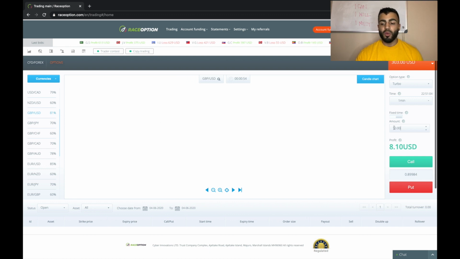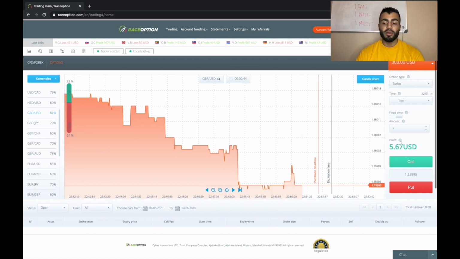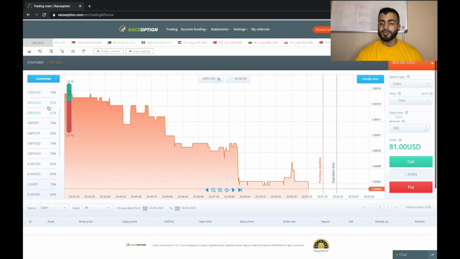So if I go over here to the right hand side of my trading terminal, right, I get to see that if I put in here $7, I make back 81% of whatever I put down. So $7 profit would be $5.67, right? If I put $70, right, my profit would be $56.70. If I put $100, it would be $81. So that's pretty much what the percentage next to each one means.